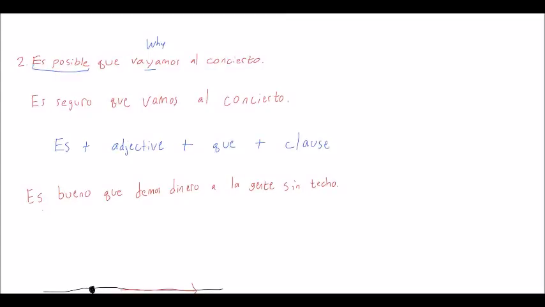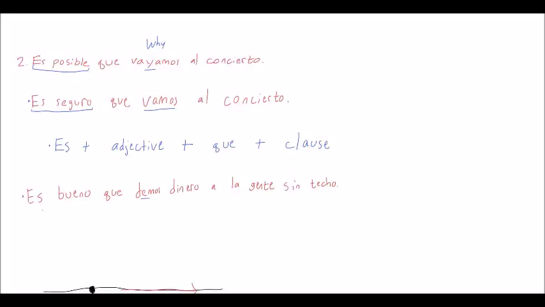Let's say we did get new information and we said the second sentence, es seguro que vamos al concierto. This is the indicative, vamos, and it is certain that we're going to the concert. More information has come in and we've made up our mind about what we're talking about. This structure, es plus an adjective plus que plus a different clause, is a really useful way to talk about your opinions in Spanish.